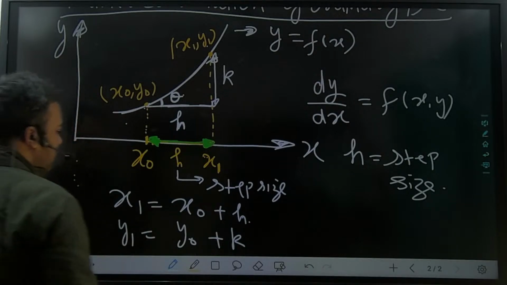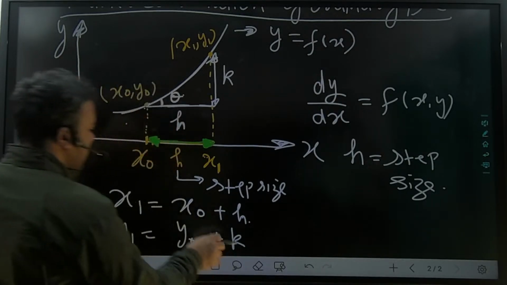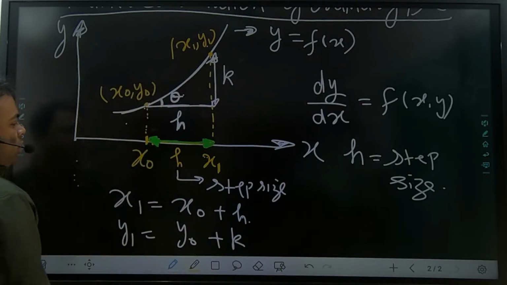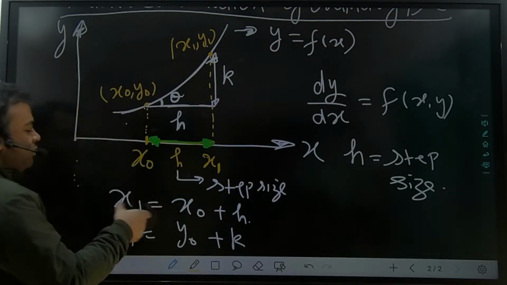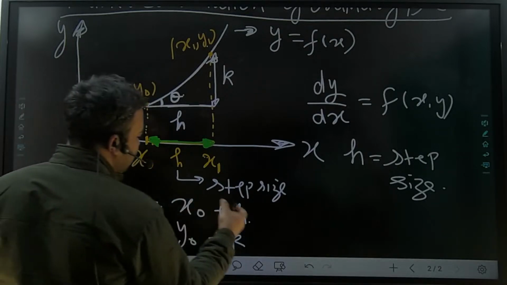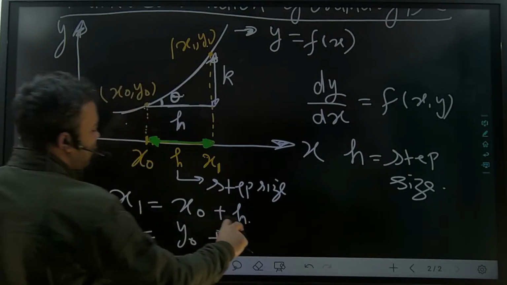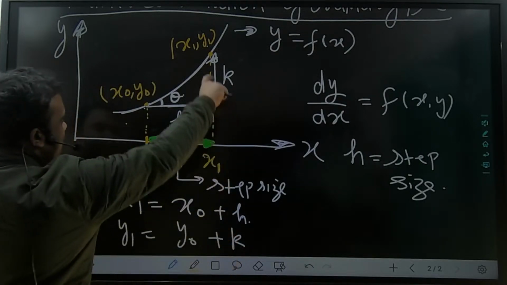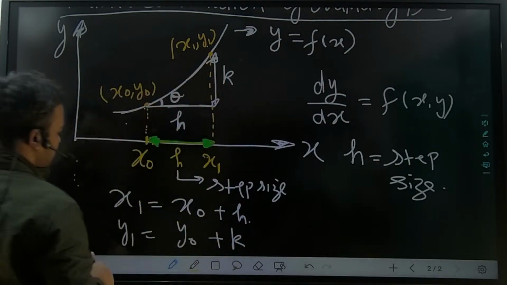So what is the objective? The objective is to know what k is over here, because k will be added to the initial output y naught, and you will get y1 from there. The question will give you x naught, y naught, and h also. You have to find the value of k. We'll see how we can find the k value. This is a vertical displacement from the initial output, that is y naught.